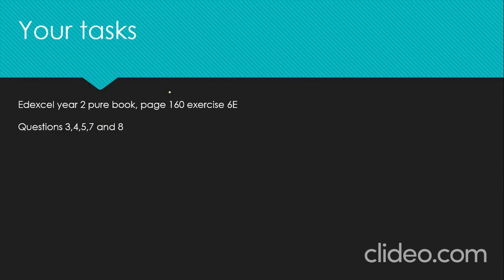Your tasks, Edexcel Year 2 book, you know where it is, page 160, exercise 6E. I'd like you to have a go at questions 3, 4, 5, 7 and 8. Some of them are blindingly obvious, like the things with the sine and the arc sine. You can have a go at trying the magic triangles out, but you should be getting a little bit of practice with those. And some of them are a little bit more tricky. You will probably need to re-watch this video, have a go at it, mark your questions, tick them and upload them to Google Classroom. Cheers.